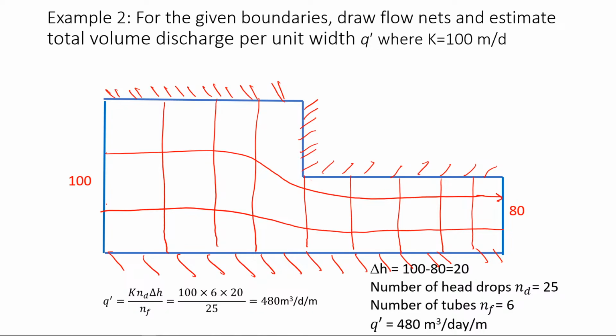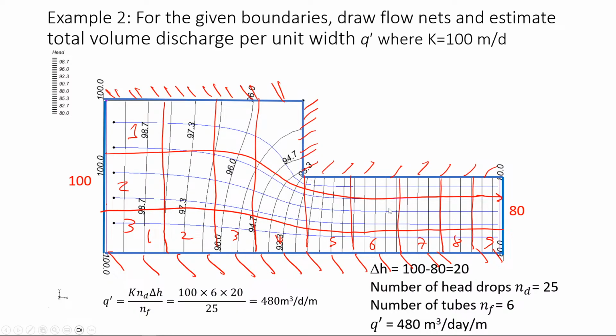So you can do this. In that particular drawing that I have, how many flow tubes do I have? Three. How many head drops do I have? One, two, three, four, five, six, seven, eight, nine. Yeah, that's based on this drawing. But again, I need to be a little bit more careful than that to make good squares.